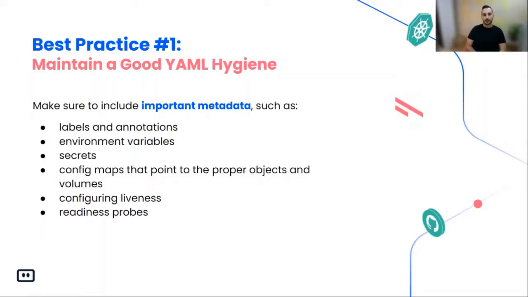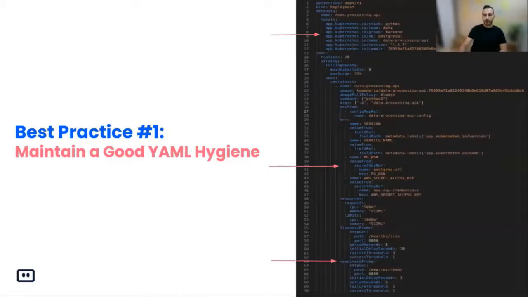So you can choose to put your version, which environment it is, something that applies to your business information on these labels and annotations. And the two other things that are important is configuring the Liveness and Readiness probe. So we can see an example here of a YAML file in Kubernetes.